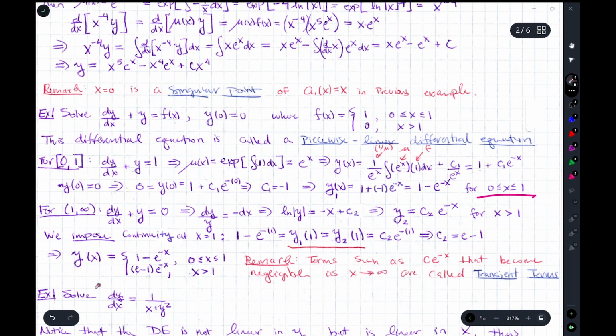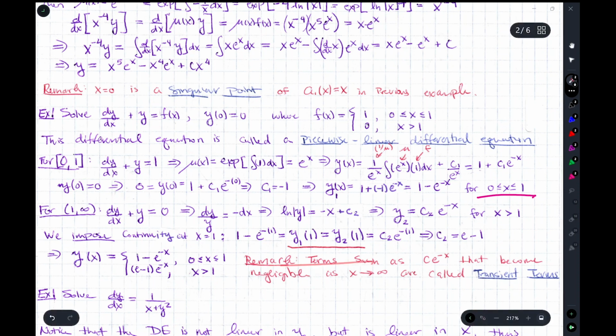And sometimes you'll run into difficulties with differentiability. I didn't quite check that for this, but, you know, I wouldn't be surprised. And that's how you solve piecewise linear differential equations.